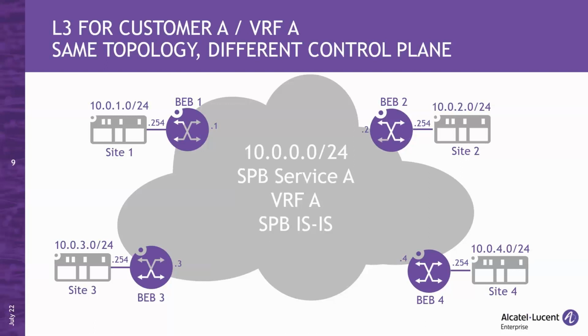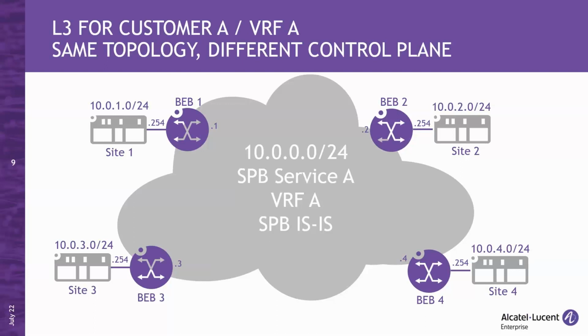In addition, when comparing SPB and MPLS, SPB BEB nodes play a role similar to that of an MPLS PE, provider edge node, while SPB BCB nodes are similar to MPLS P, provider nodes. In particular, SPB BCB nodes do not learn any customer VPN routes and require no VRFs to be created on them. VRFs need only be created on BEB nodes, and customer VPN routes are only learned on the BEB nodes that those customers connect to.